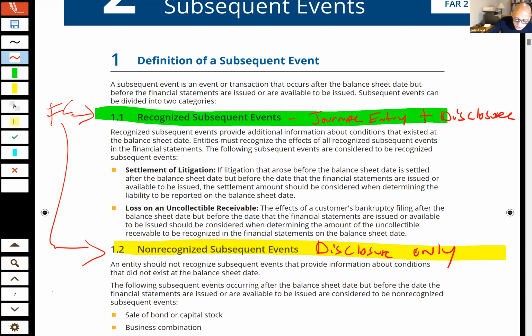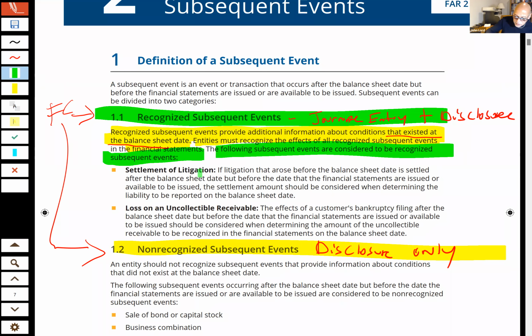Now, when we talk about recognized subsequent events, these provide additional information about conditions that existed at the balance sheet date. Entities must recognize those. In other words, there's going to be a journal entry associated with that. And they give examples of subsequent events that need to be recognized. For example, settlement of a litigation.